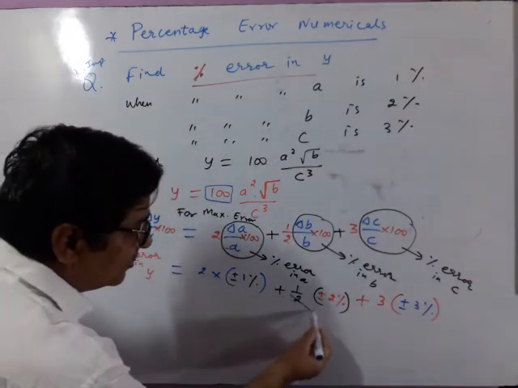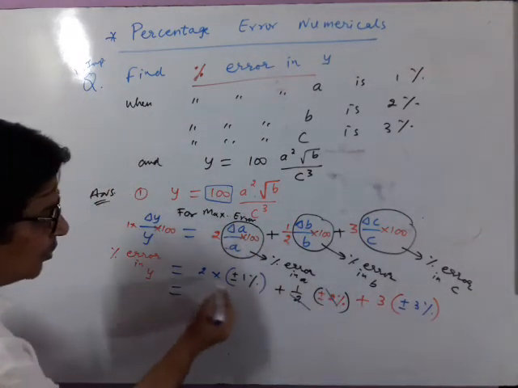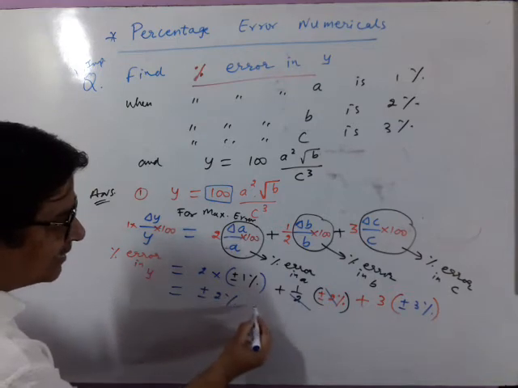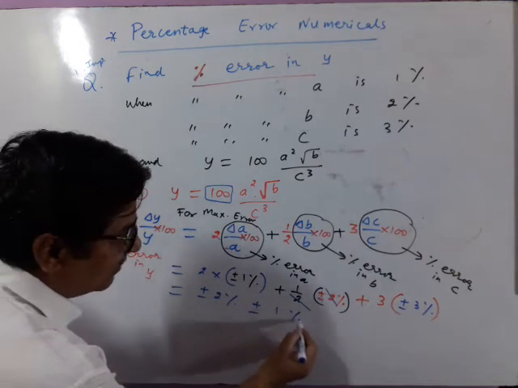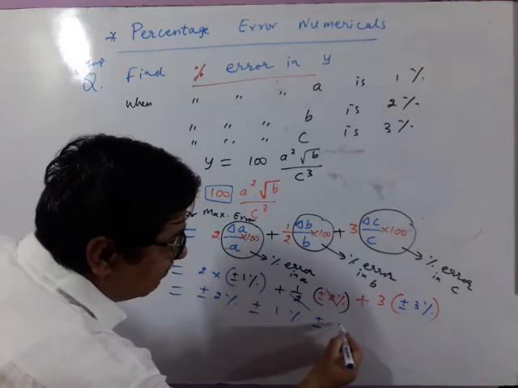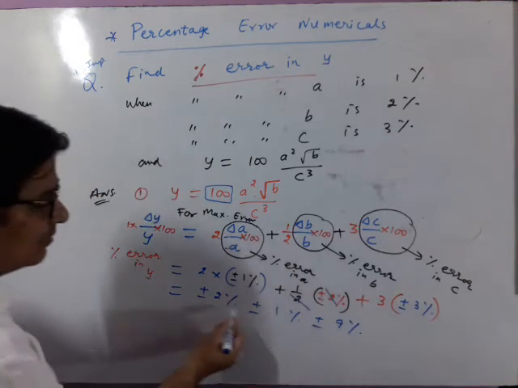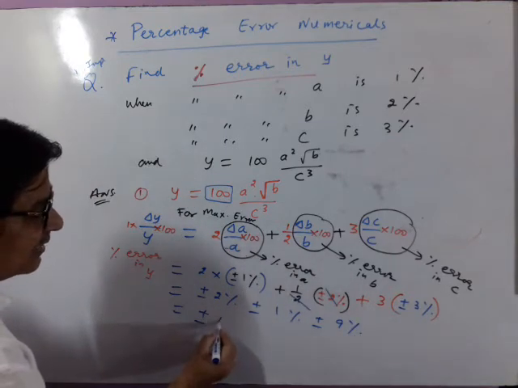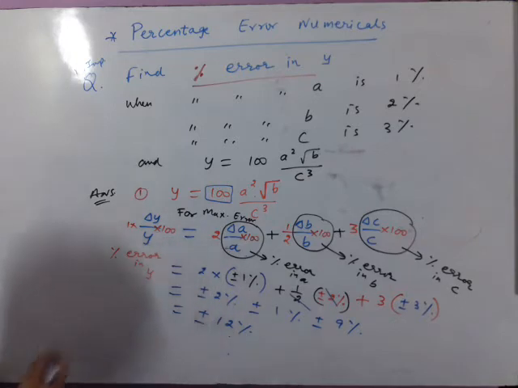Now you simplify this: 2 cancelling with 2, 2 into 1 is plus minus 2%, then plus minus 1%, then plus minus 3 into 3, 9%. So this is plus minus 12%. So percentage error in Y is plus minus 12%.